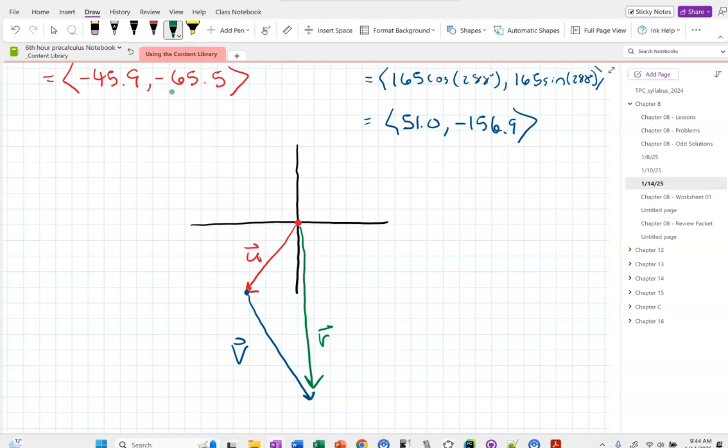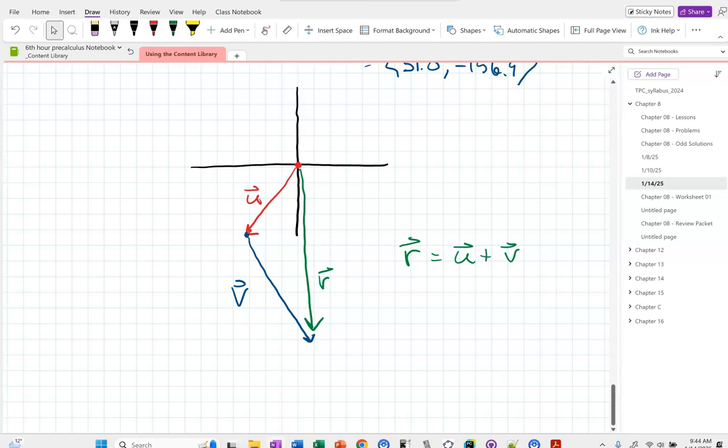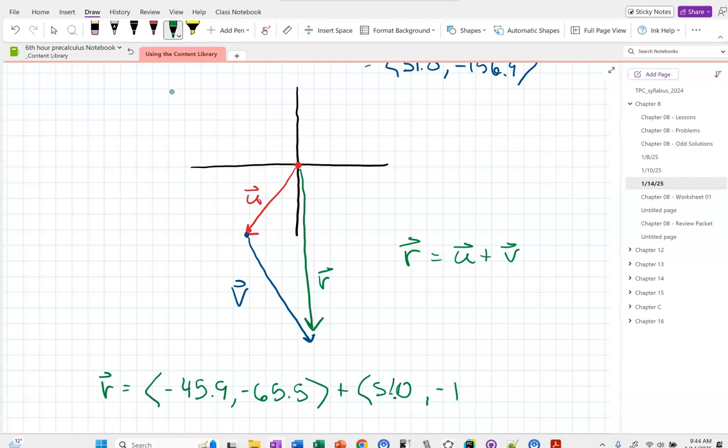So if I think back to my operations of vectors, what am I doing to get R? When I line up my vectors head to tail like that, what we're doing is just vector addition. So that's what I'm going to do now to calculate R. Negative 45.9, negative 65.5 plus 51.0, comma negative 156.9.